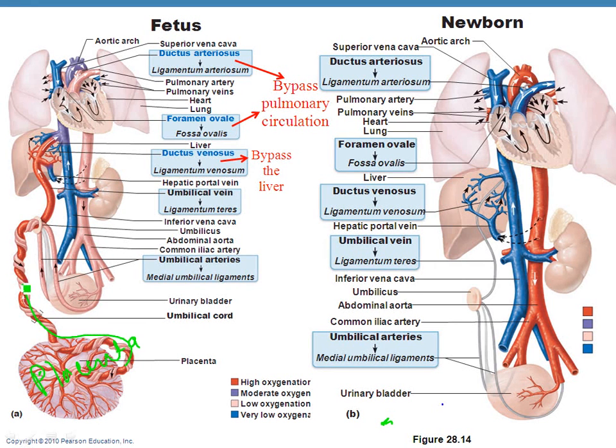This is the umbilical cord, and it's delivering oxygenated blood. So highly oxygenated blood is in red here. The first bypass, or the first shunt, happens at the liver. You can see right here, some oxygenated blood is going to the liver, but normally, in us, what's happening?